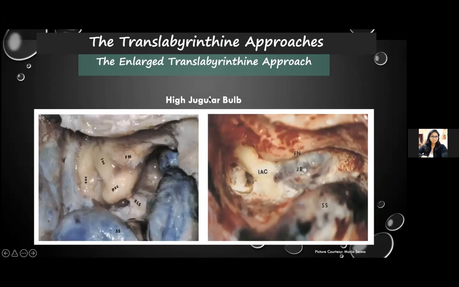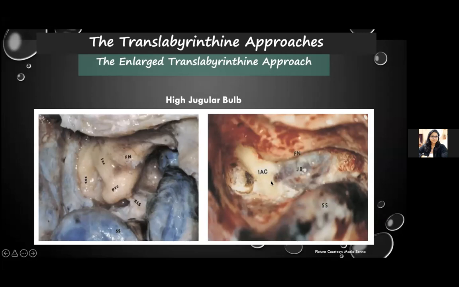Now another important structure which we have to keep in mind during this approach is the high jugular bulb. So here we can see the sigmoid sinus is retracted, but the jugular bulb is in its normal position. But in some cases, the jugular bulb can be very high. It is coming towards the internal auditory canal.